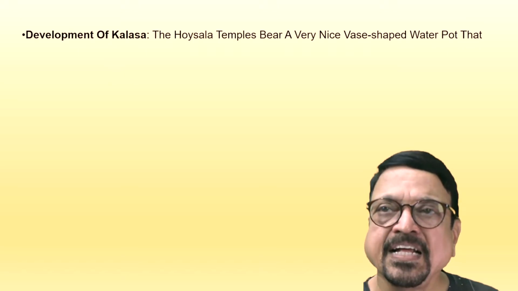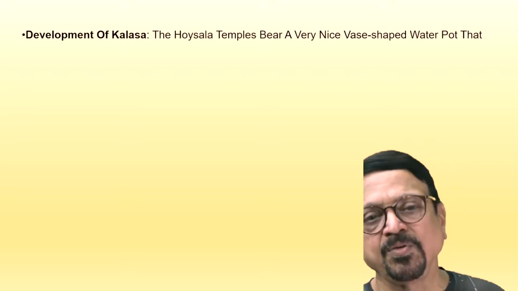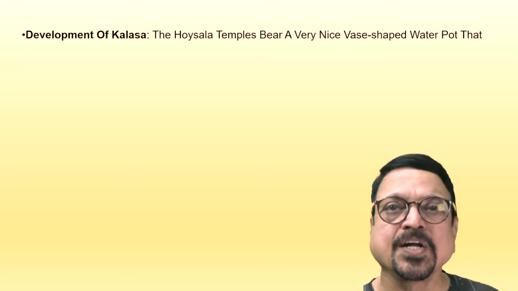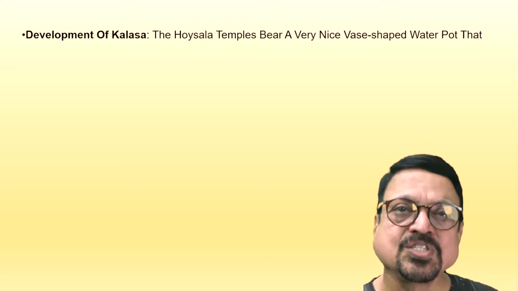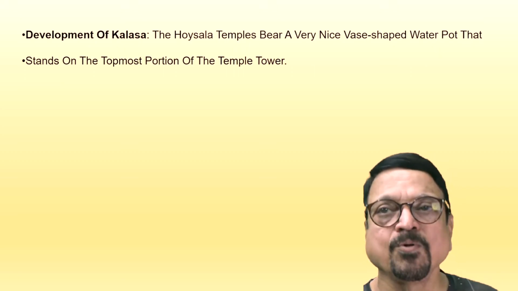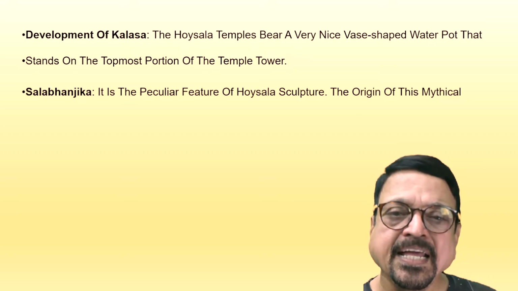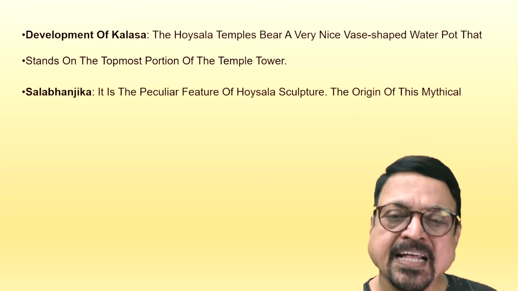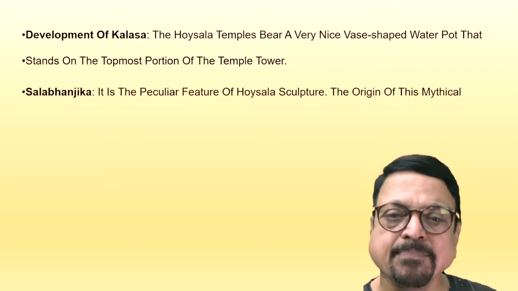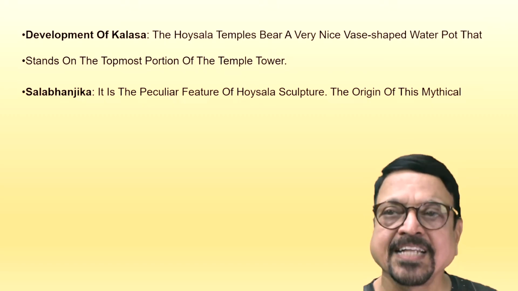Now they have the development of the Kalasha. The Kalasha originated from North India, and it contained Ganga water or holy water. Now a Hoysala temple bears a very nice vessel-shaped water pot that stands on the topmost portion of the tower, supposed to be holy water from the north. But as you go to South Indian temples and see more and more, you will find they have adapted it so nicely.